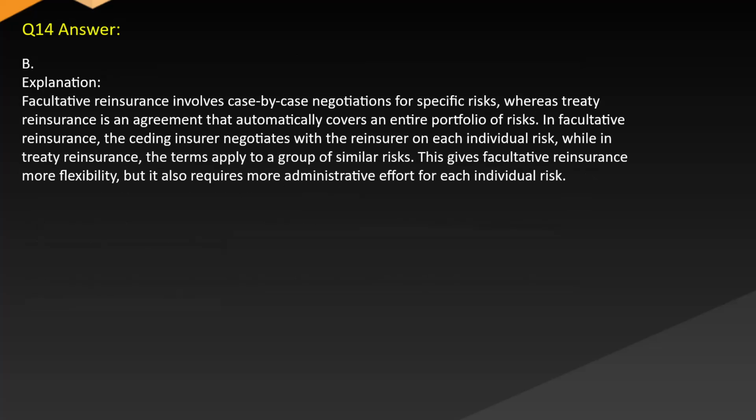Answer B. Explanation. Facultative reinsurance involves case-by-case negotiations for specific risks, whereas treaty reinsurance is an agreement that automatically covers an entire portfolio of risks. In facultative reinsurance, the ceding insurer negotiates with the reinsurer on each individual risk, while in treaty reinsurance, the terms apply to a group of similar risks. This gives facultative reinsurance more flexibility, but also requires more administrative effort for each individual risk.